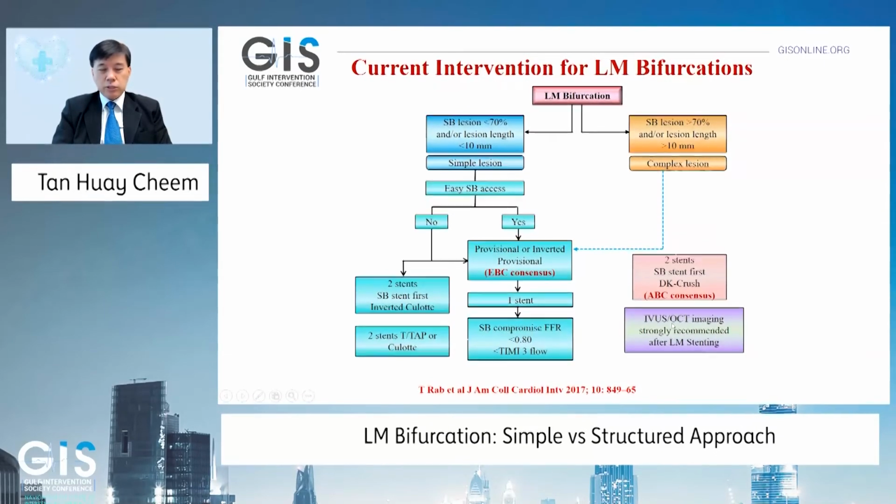And IVUS or OCT imaging is highly encouraged. But if the left main bifurcation lesion is simple, and when we say simple, lesion diameter stenosis is less than 70%, lesion length is less than 10, and you think that the side branch access is not a problem, then you can just go and do a provisional approach as in the EBC consensus. But if you think the side branch access is a problem, then perhaps we should just go straight to the two-stent approach, even if this is a simple left main bifurcation stenosis.